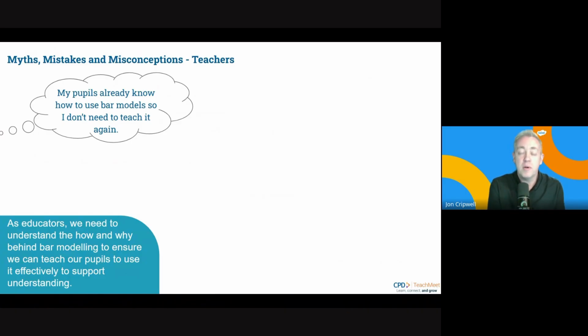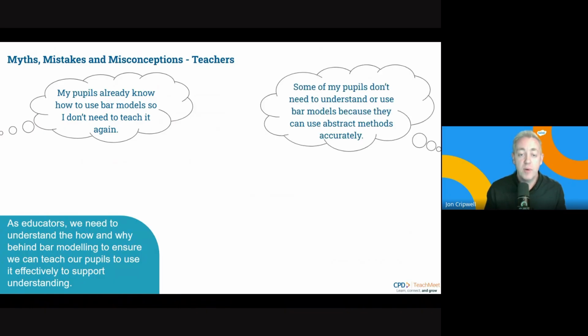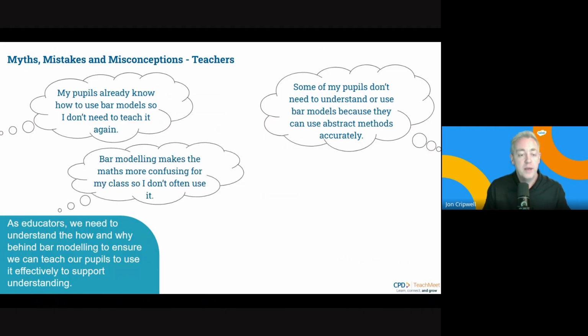The bar models themselves will become more complex as a child moves through school, and it's really important that teachers are modeling each of these as they go along, recapping the purposes of them as we go. Some of my pupils don't need to understand or use bar models because they can already use abstract methods. I think we've probably covered that one, to be fair. But again, the purpose of it isn't to replace an abstract method, it's to help explain our thinking.